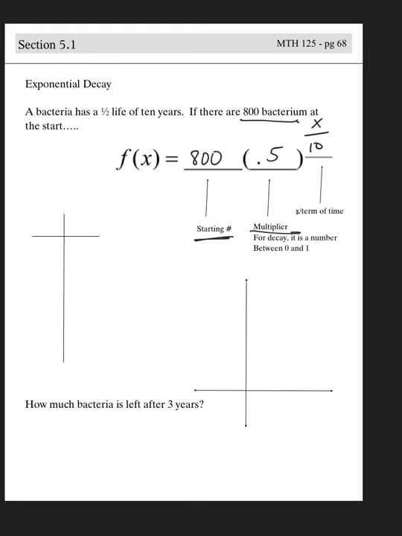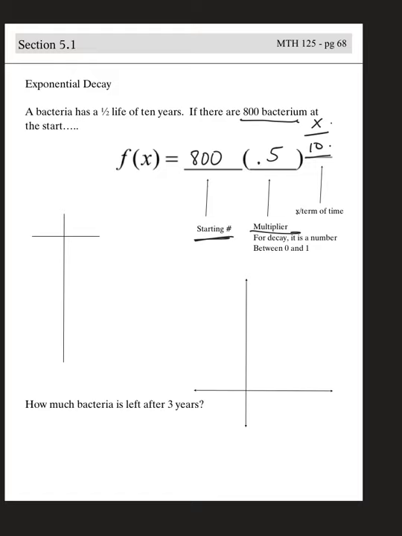And so if I had 10 years, I'd plug in 10 for x, and that would be 10 over 10, which is 1, which means it went through 1 half-life. If there was 20 years and it was 20 over 10, then that would be like we went through 2 half-lives, right? Because they happen every 10 years. So that's why we have to make our exponent a fraction.